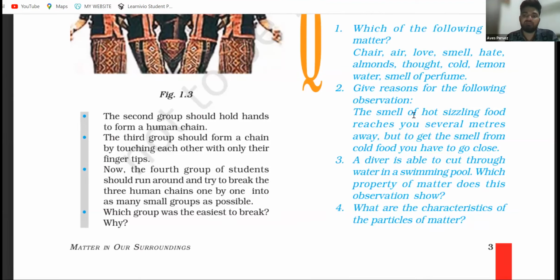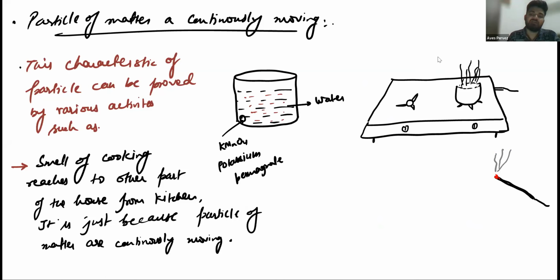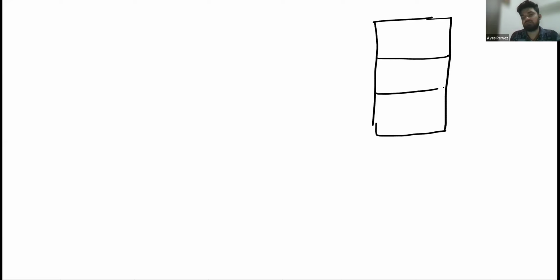So here's the question: give reason why the smell of hot sizzling food reaches several meters away. If you are cooking the food, then the hot food smell reaches different parts of the room. But if the same food is kept in the refrigerator, you will find that the smell of this food is not going everywhere. Why? The smell of food kept in the refrigerator is not reaching every part, but the cooking food smell reaches every part.